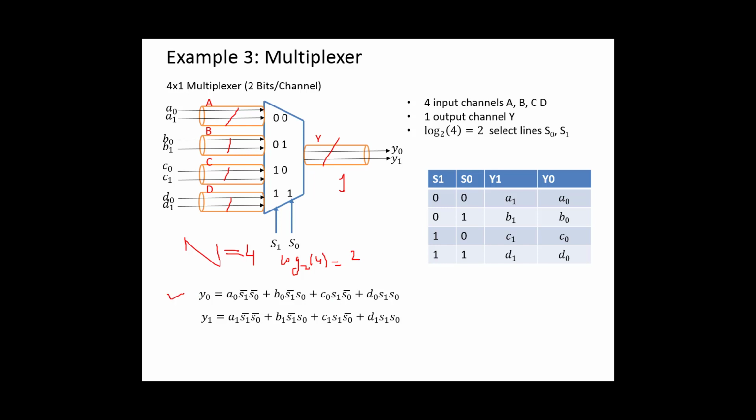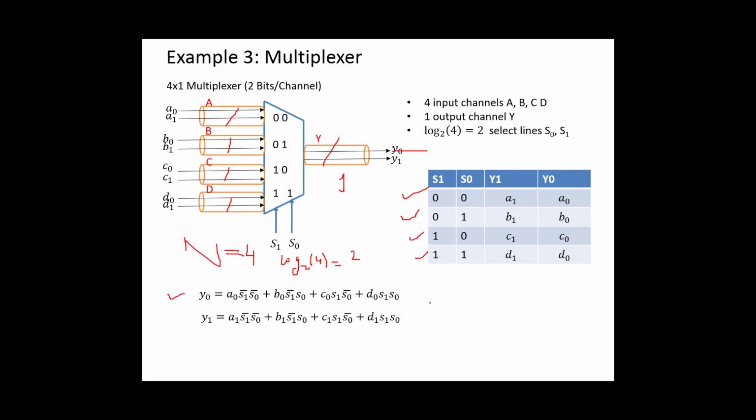So this is the Boolean expression for Y0. Similarly for Y1, Y1 can be connected to either A1 or B1 or C1 or D1 depending upon the Boolean value of these two bit lines. So Y1 is connected to A1 when this combination is true, which is S0 complement S1 complement, or Y1 can be connected to B1 when this combination is true, which is S0 S1 complement, or C1 S0 complement S1, or D1 S1 S0.